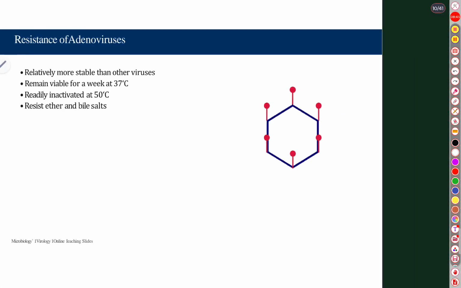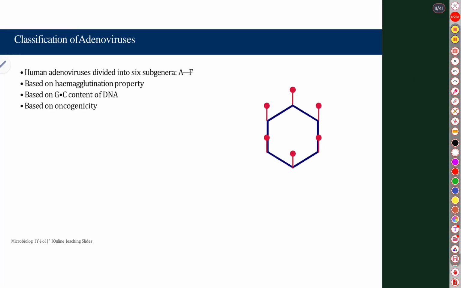And then coming back to our topic, resistance of the adenovirus. Adenoviruses are more stable than other viruses and remain viable for a week at 37 degrees Celsius, readily inactivated at 50 degrees Celsius, and they resist ether and bile salt. Okay, they resist ether and bile salt but get inactivated at 50 degrees Celsius, viable for a week at 37 degrees Celsius.